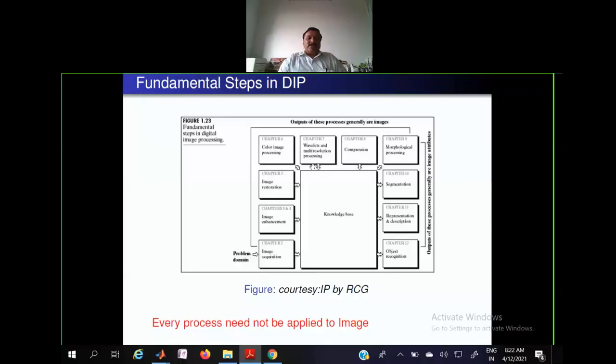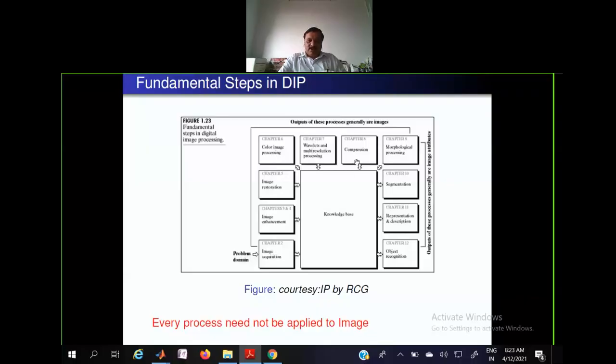The other one is wavelets and multi-resolution processing. Wavelets are helpful in identifying the frequency contents of the data. For example, you can separate noise from the original image by using wavelet transforms. Again, we don't discuss much about this. Of course, wavelets can also be used for compressing the data. So we don't study this in this course. Anyway, this is another processing that may be required.